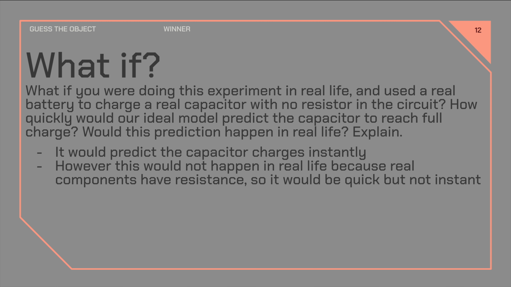Now, what if you were doing this experiment in real life and used a real battery to charge a real capacitor with no resistor in the circuit? How quickly would our ideal model predict the capacitor to reach full charge? Would this prediction happen in real life? Our ideal model would predict the capacitor would charge instantly. However, this would not actually occur because in real life, real components have resistance. So while it may be quick, it would not be instant.